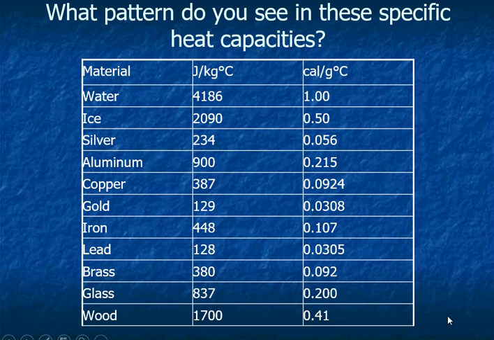Okay, now this figure shows us different types of materials and their heat capacities, either in joules per kilogram degree Celsius or in calories per gram degree Celsius. Now, it's the same amount of energy, just showing different units. Now, the question that I have for you is, what pattern do you see in these specific heat capacities? Take a look at the type of material it is, the values that go along with it, and see if you can explain what the pattern is.